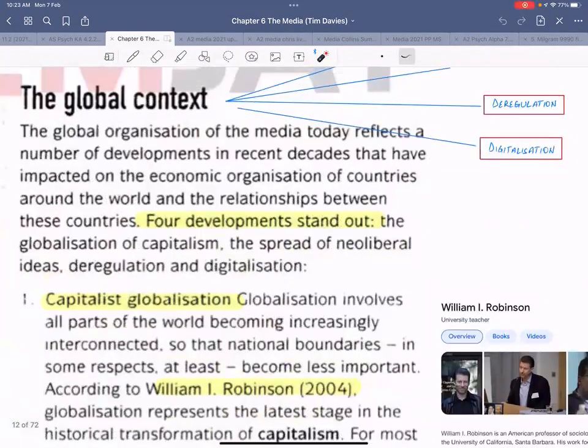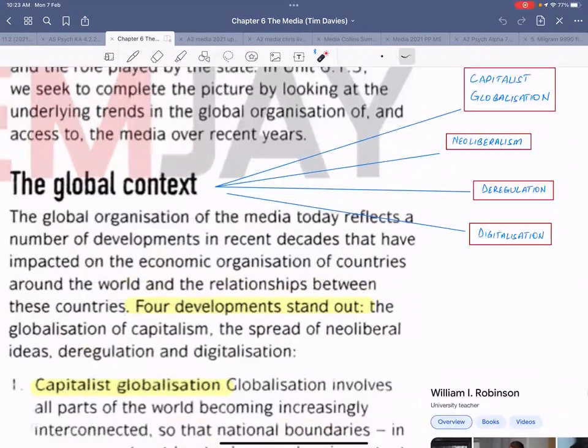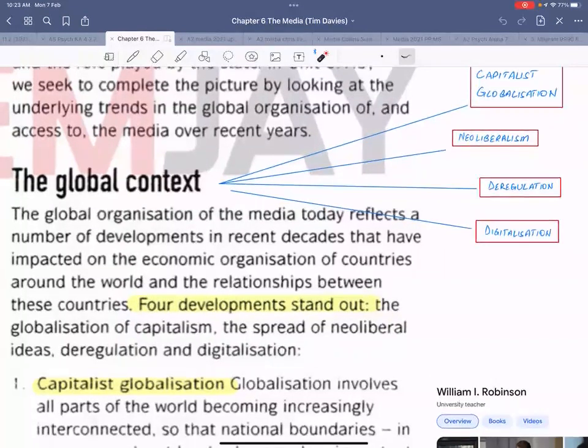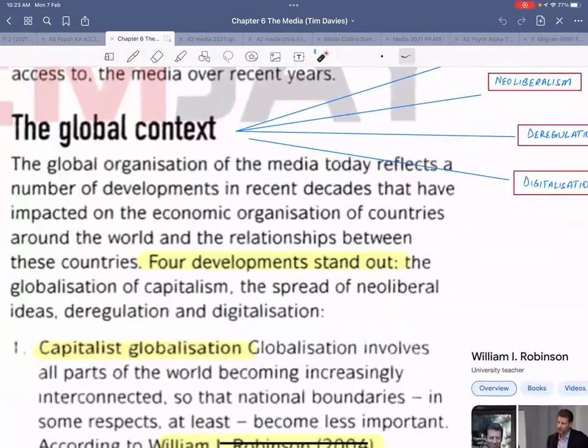The global organization of the media today reflects the economic organization of countries around the world and the relationships between these different countries. Now, to what extent do you think capitalist globalization has affected the economic relationships between different countries and within the same country as well? To what extent do you think neoliberalism has impacted? To what extent do you think deregulation has impacted? And to what extent do you think digitalization has impacted, right? Impacted what? Impacted the economy, the organization of countries around the world and the relationships between these countries amongst themselves.